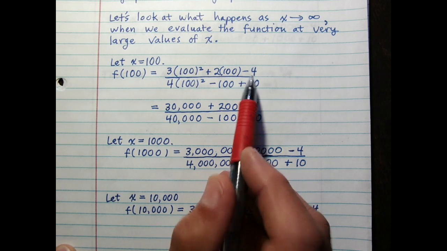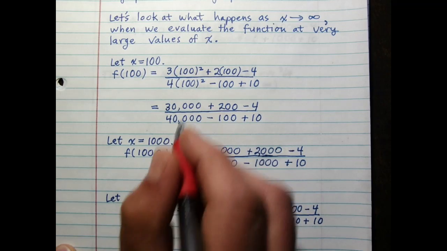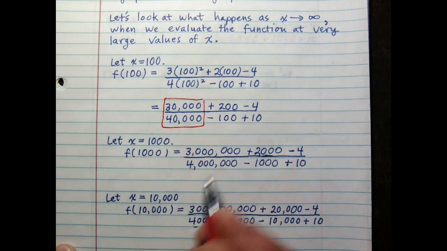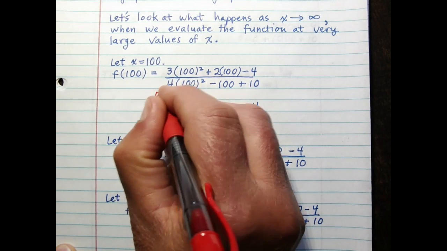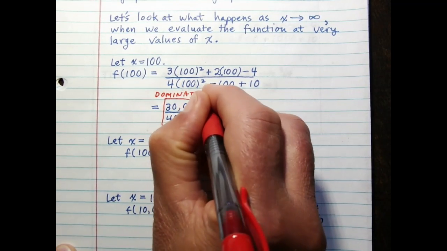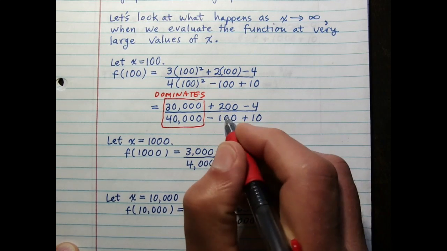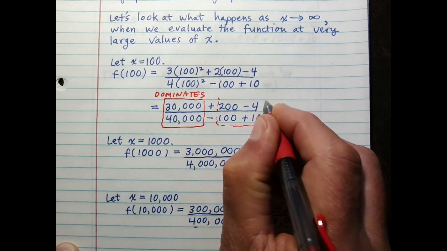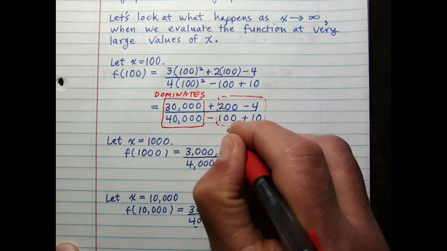So these terms at the beginning, this portion of the rational function expression, this portion dominates. And the remaining portion, I'm just going to put a dotted line around this, of the fraction, is relatively insignificant.